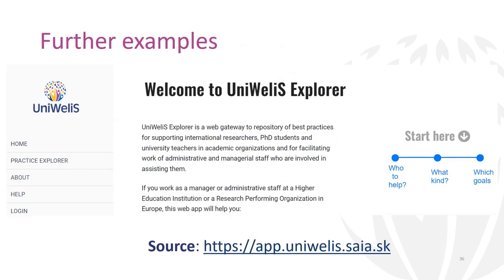Further examples of good practice on different types of support and engagement services can be found in the Univelis Explorer, an online repository developed by the Univelis project to provide inspiration and facilitate the work of higher education managers and support staff, providing assistance to international academics at different levels. You can access the platform by clicking on the link provided on this slide.